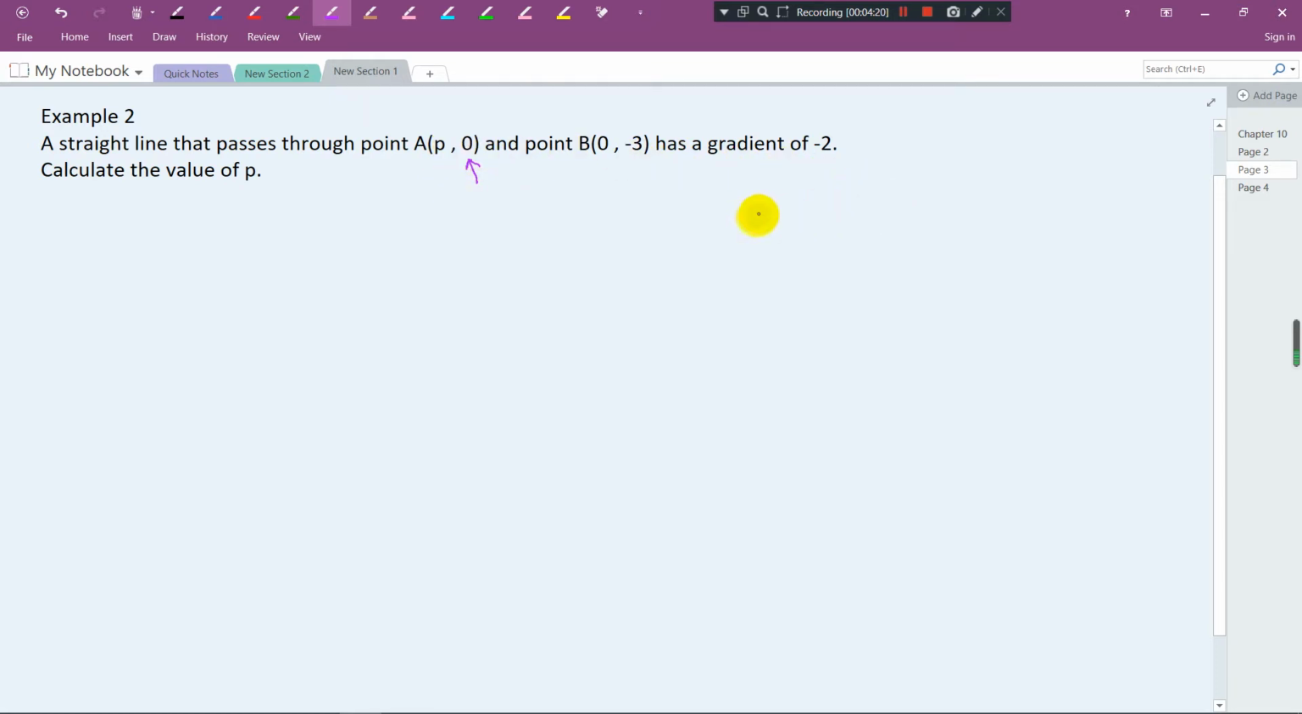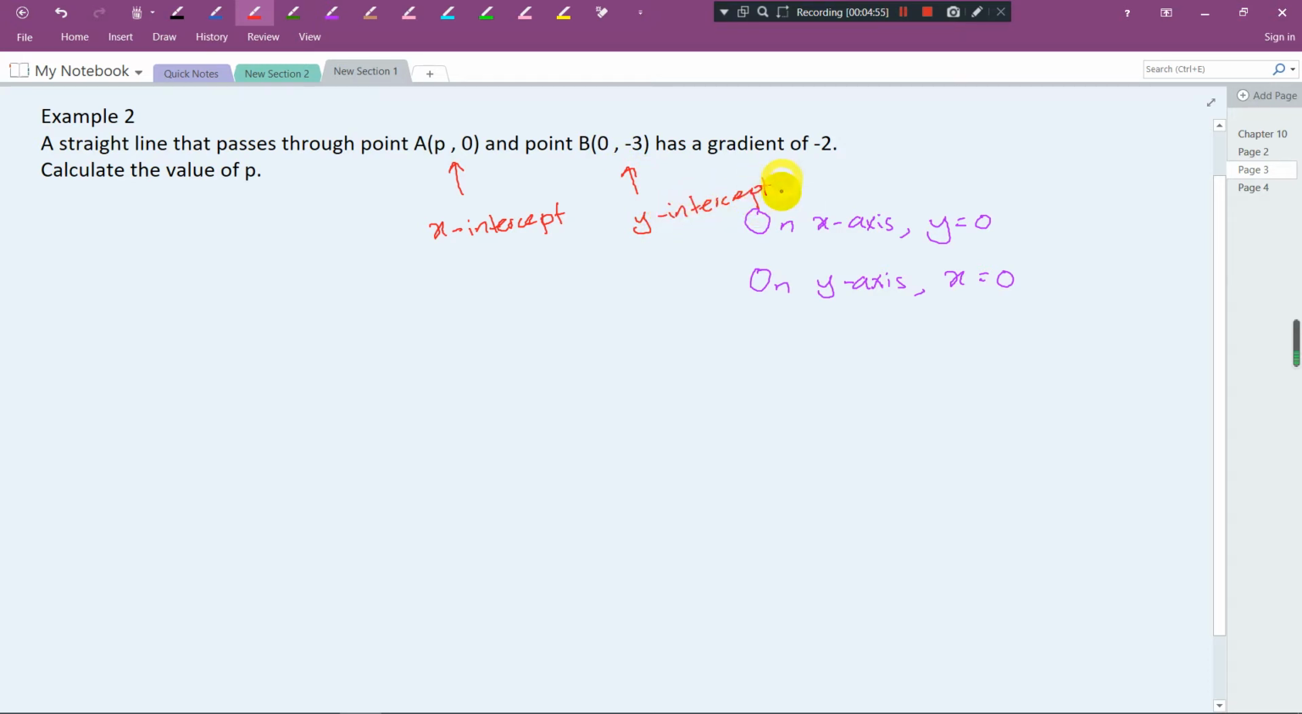Okay, let me write again. On the x-axis, y equals 0. On the y-axis, x equals 0. Now this is y equals 0, right? We know this is the x-intercept. The point A is the x-intercept, and this is x equals 0, the y-intercept.